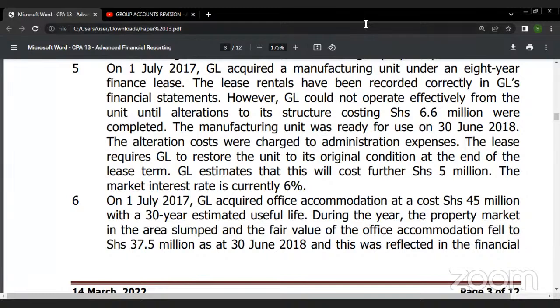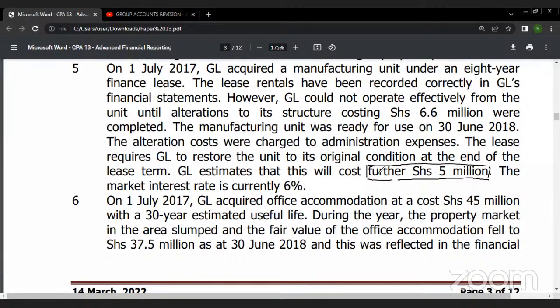We have an estimate of 5 millions. This is the initial estimate of the cost to restore the site. Of course, this is the future cost which will be incurred at the end of the lease term, but according to IAS 37, we have to discount this and get the present value using the market interest rate of 6%.